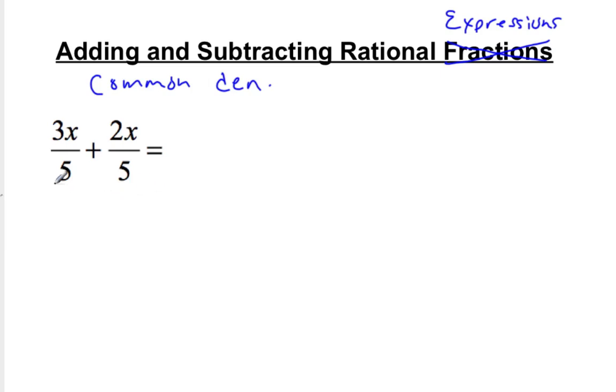Okay, so we conveniently already have a common denominator here, so I can just write my denominator, and I add the top. 3x plus 2x is 5x. We must simplify this. The 5's cancel away because that's 1. And so I'm left with x.